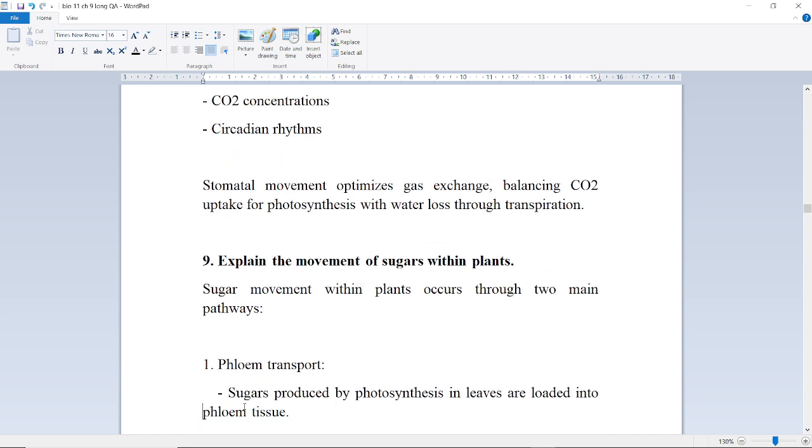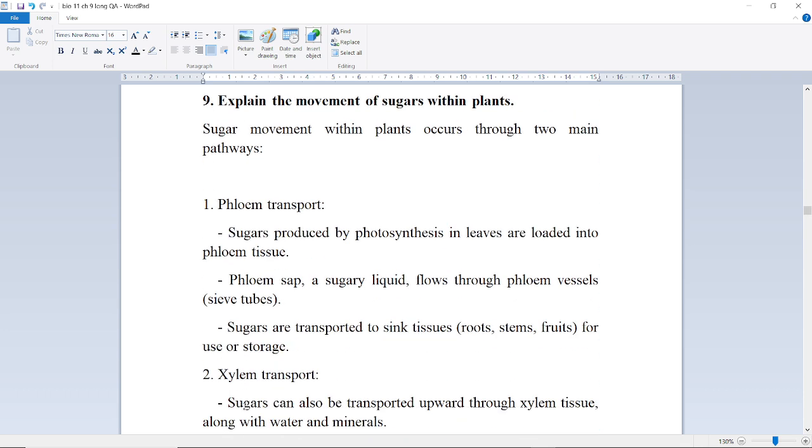Next question is: explain the movement of sugar within a plant. Sugar movement within a plant occurs through two main pathways. First, phloem transport. Sugars produced by photosynthesis in leaves are loaded into phloem tissue.